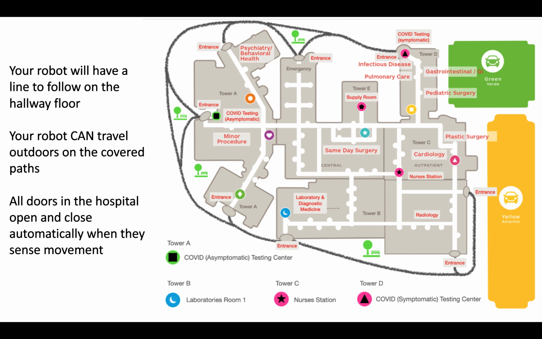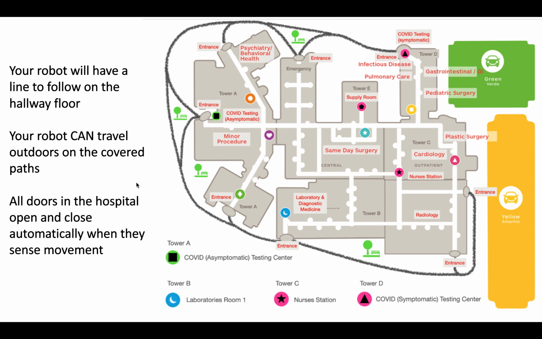So here is what the hospital map looks like. We'll take a quick tour of this, and this will help you plan, and then we'll talk about some things that your robot can and cannot do. So your robot will have a line on the floor to follow, because remember we talked about the fact that we will be designing an autonomous robot that will follow a line. So it can follow this line on the floor. We just have to tell the hospital where to put the lines. That's why we're designing the track.